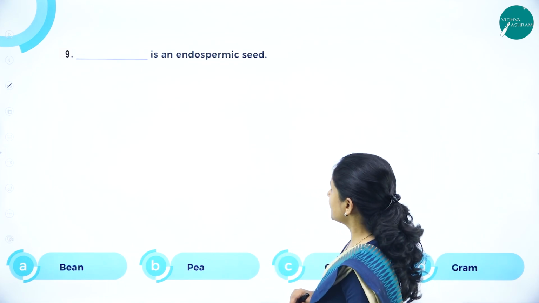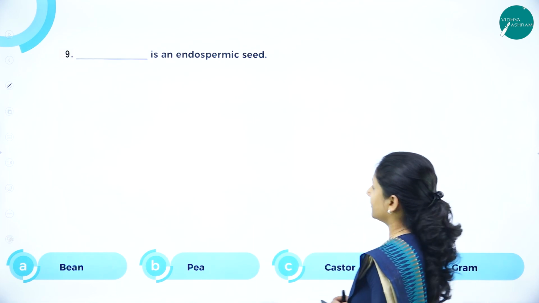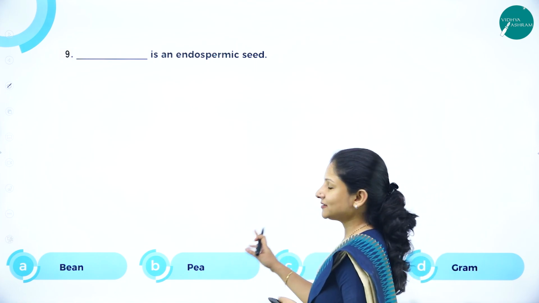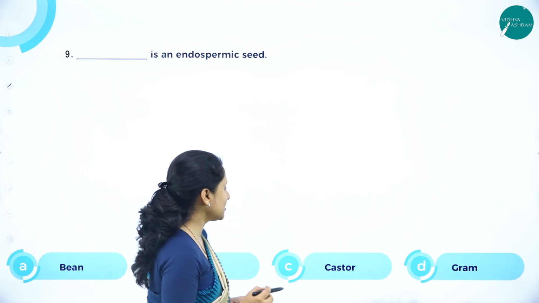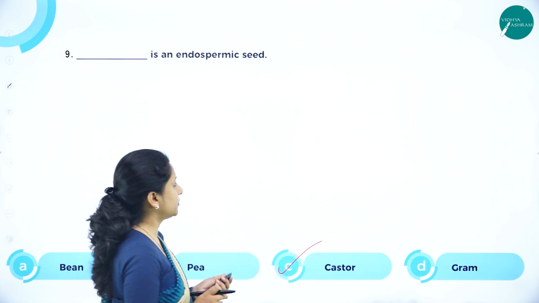Next, dash is an endospermic seed. Bean, pea, castor, gram. So here, which is an endospermic seed? All these are dicots. In this, castor is the only seed that is endospermic. So castor is an endospermic seed.